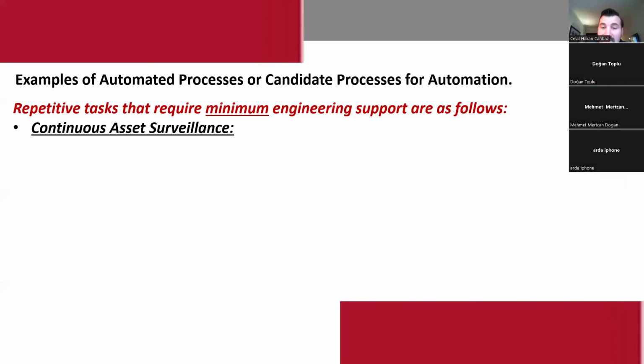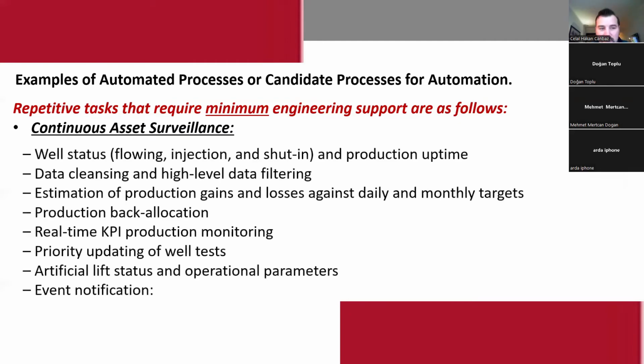First of all, continuous asset surveillance. It includes the well status: whether the well is flowing, is an injection well, or is in shut-in position, and the production uptime. The second one is data cleansing and high-level data filtering. The third one is the estimation of production gains and losses against daily and monthly targets, even quarterly targets. The other one is production back allocation, and real-time key performance indicators for production monitoring.